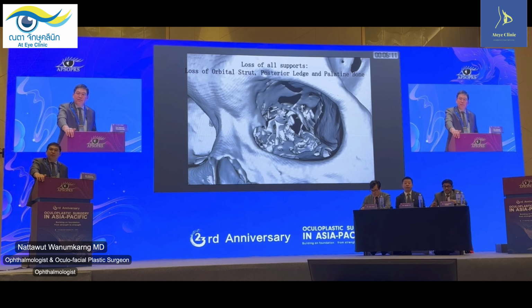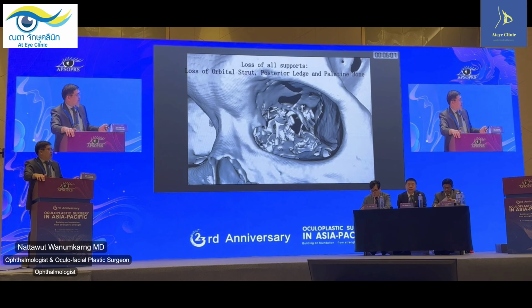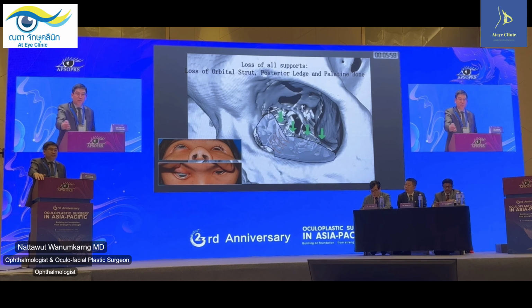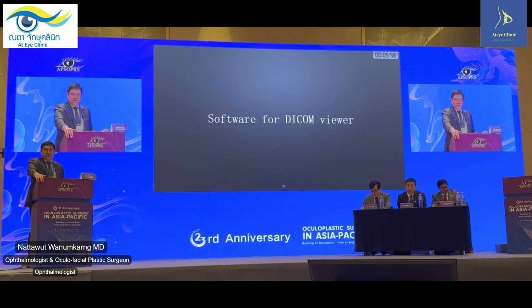Sometimes the bone is so badly broken. The orbital strut, the orbital ledge, the posterior ledge, and the whole of the floor and the medial wall have been broken. So if you put in a normal implant, it is going to drop posteriorly. So that helps us to learn a lot.